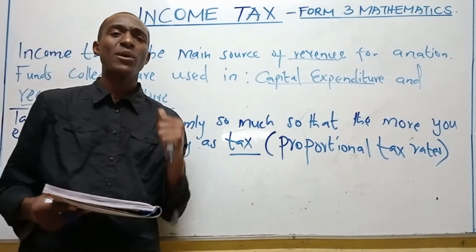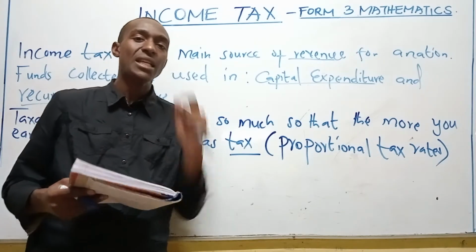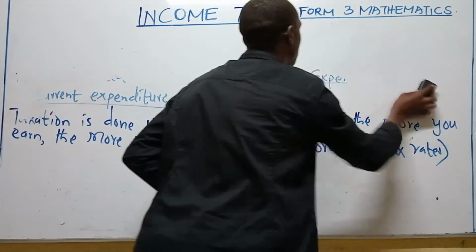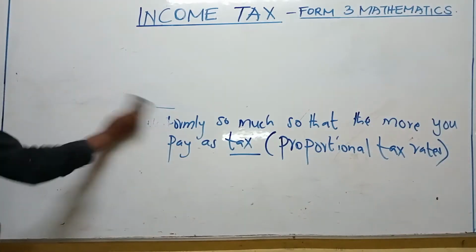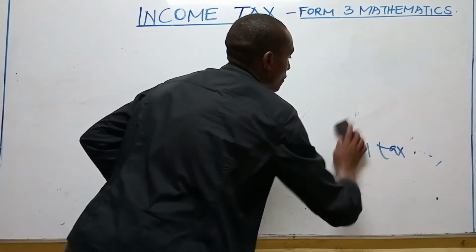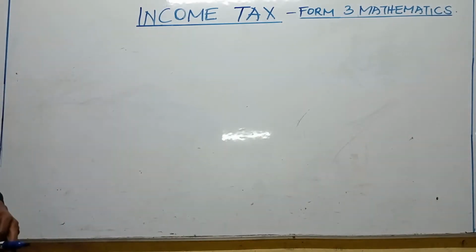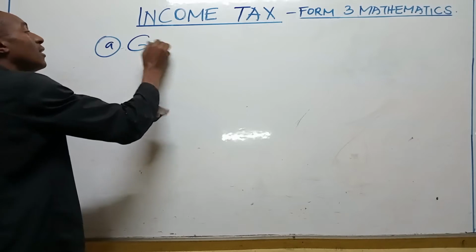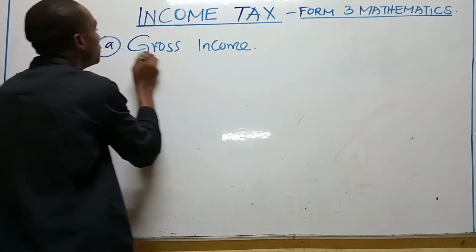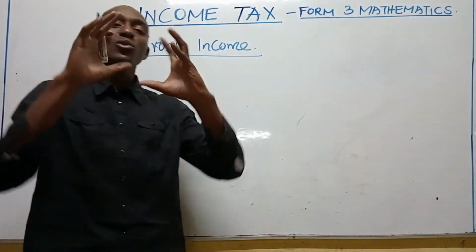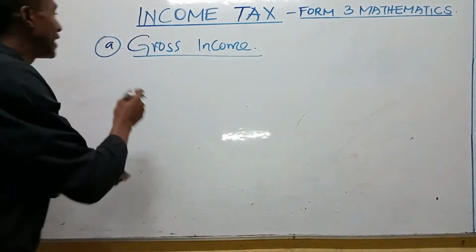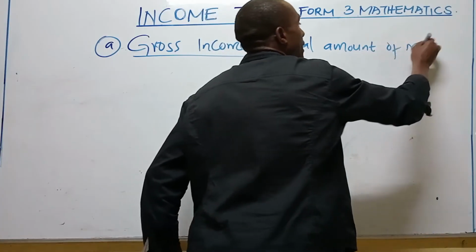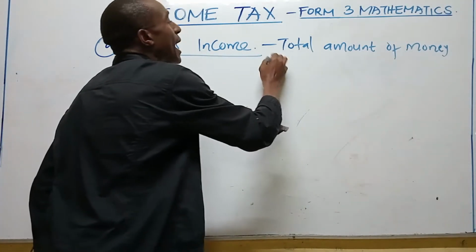We have terminologies or concepts I want us to learn in this lesson. The first one is gross income. Gross income is our first terminology or concept. This is the total amount of money that somebody earns.